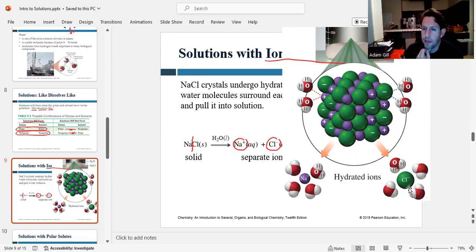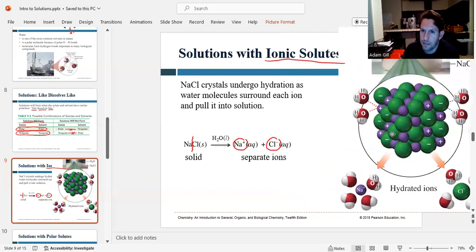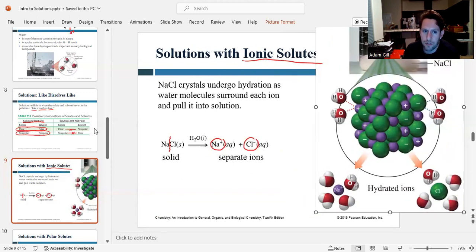Similarly, the chloride ion is negatively charged, and so the water molecules will surround the chloride with the partial positive side. So the hydrogen side of the water is facing chloride, and it will form hydration shells around it. And so as the salt's dissolving, these ions are pulling off one by one and being surrounded by water molecules, which stabilizes it and allows it to dissolve. And so the solubility of an ionic compound involves water stabilizing the individual ions. So that's solutions with ionic solutes.